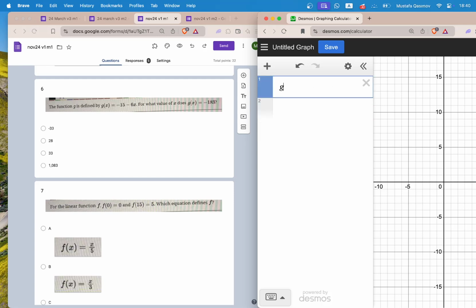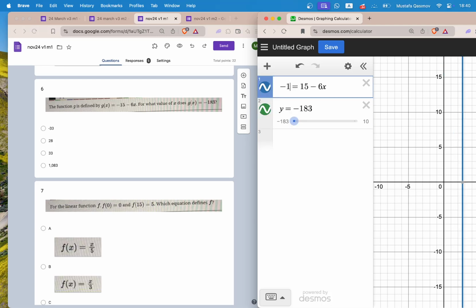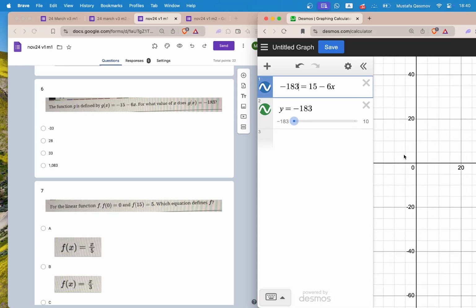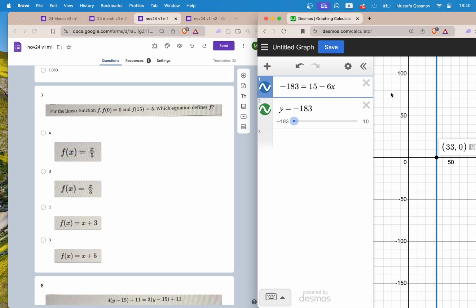Okay. g of x is equal to negative 15 minus 6x. Then it says that g of x is equal to negative 183. Here you can see that, think of it like y. g of x and y are the same thing. We just have to do one substitution here, then find the answer. Answer is 33. C.